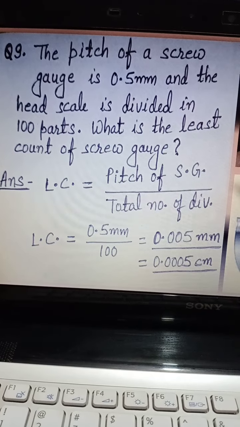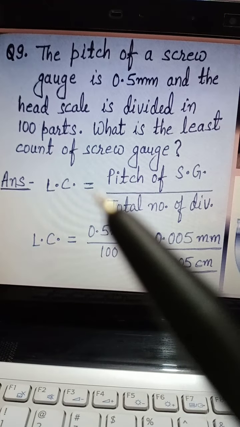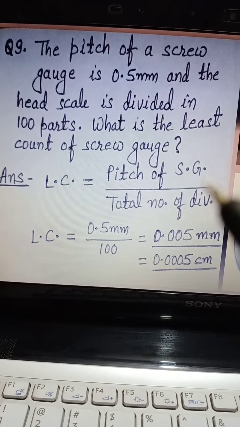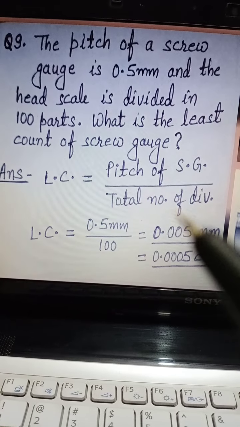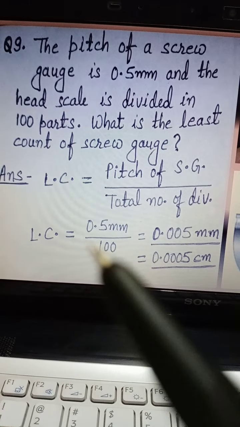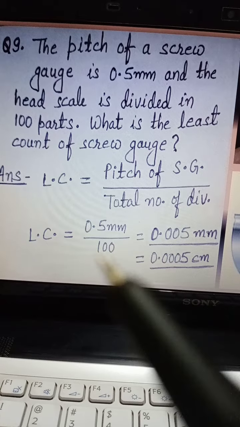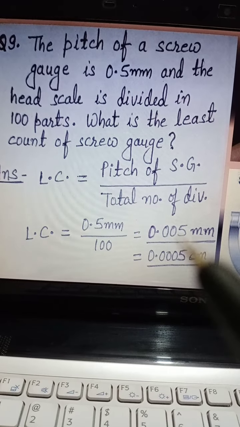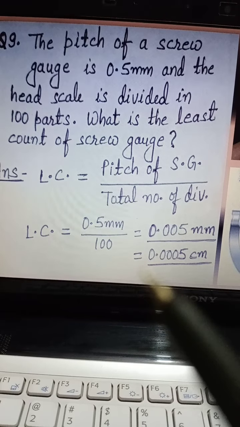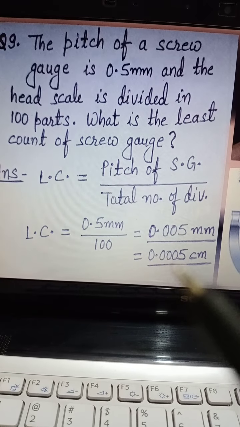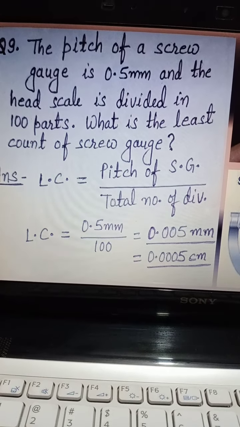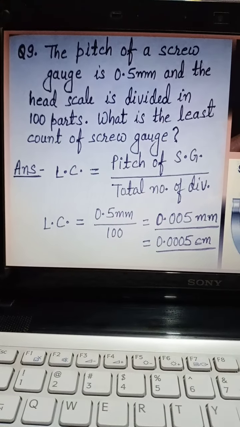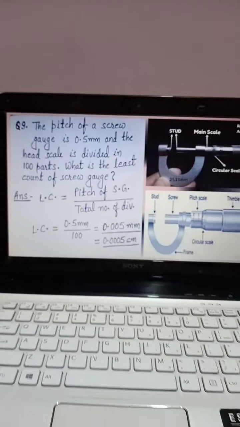So how to find out the least count? We are going to use the formula: pitch of screw gauge divided by total number of divisions. So the pitch is 0.5 mm divided by 100. In mm we will get the answer as 0.005 mm, and in centimeter 0.0005 centimeter. So this is how to find out the least count of the screw gauge.